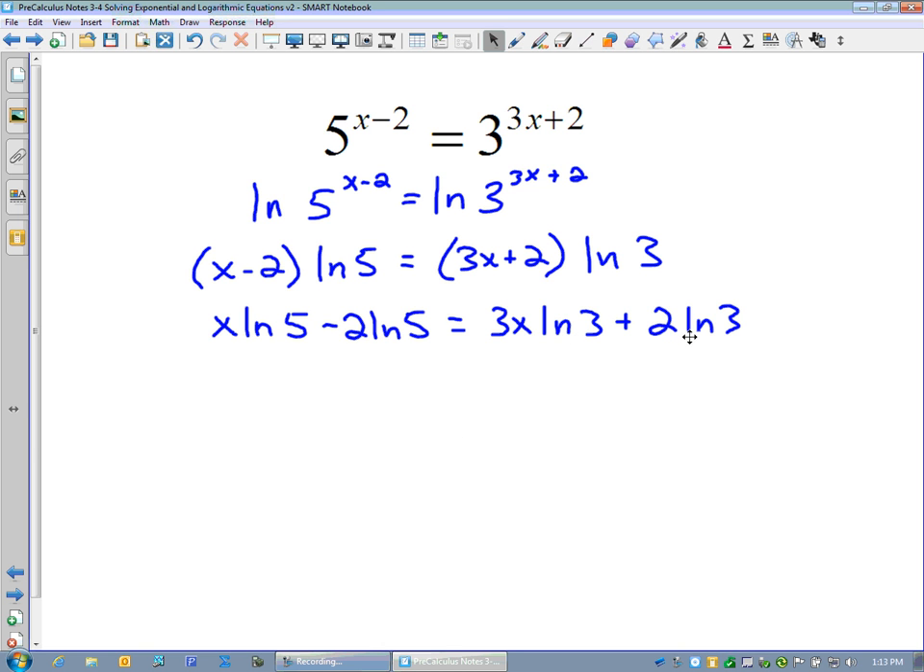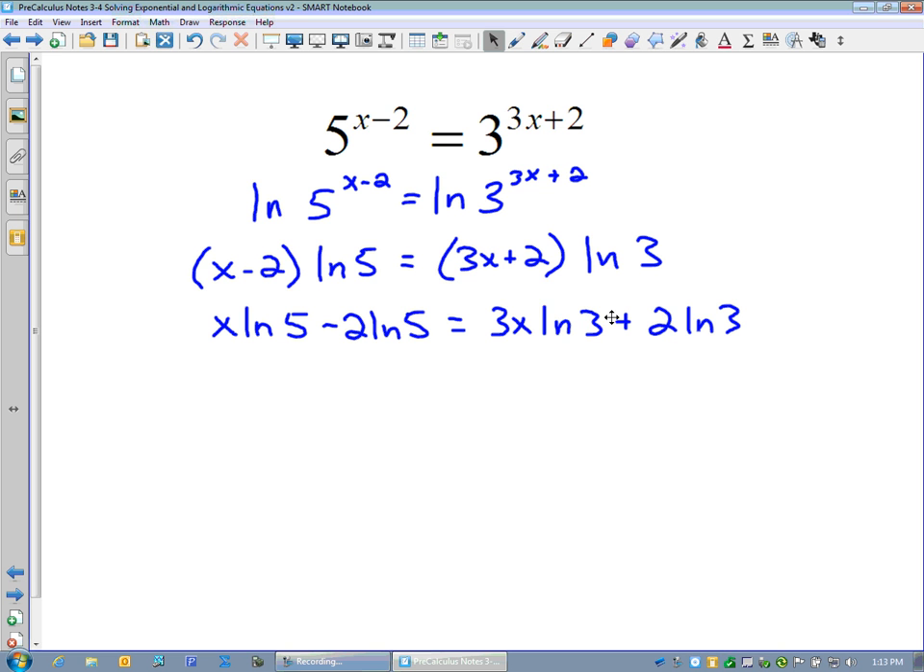Now I have 4 terms. 2 of them have x and 2 of them do not have x. The 2 that don't have x, they're just constants. Remember, even 2 natural log of 3 is just some number. So my strategy here, and hopefully you've seen this strategy before, is I'm going to put all the terms that have x on one side, all the terms that don't have x on the other side.